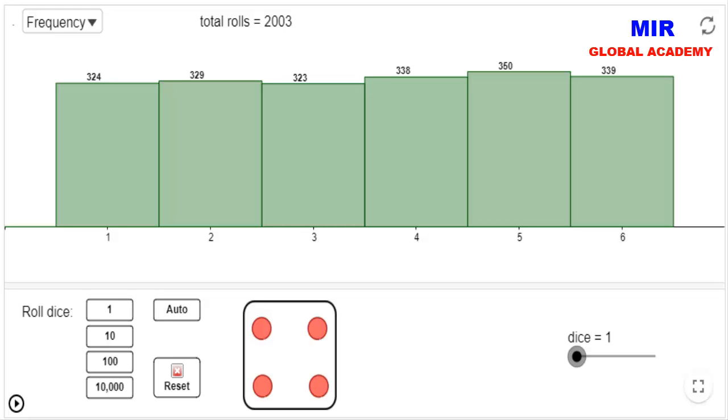So from this experiment, we have observed that in the start of the experiment, some outcomes have the probability greater than 1 over 6, some have less than 1 over 6. But if we keep on repeating the experiment, the probability of every outcome will become close to 1 over 6. And this was the simulation of rolling of dice, from which we get the frequency distribution, and from this frequency distribution we find the probability of each outcome.